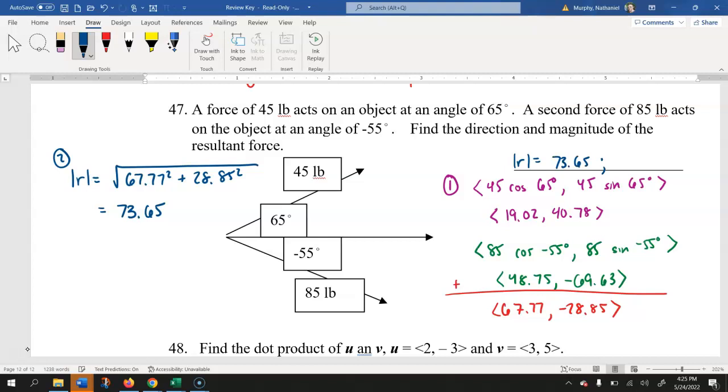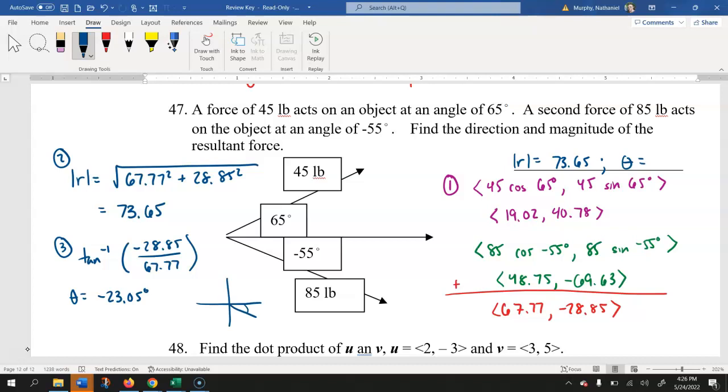And then the last thing that we would do to get your final answer, because now we've got the magnitude, is find the direction. So we're going to figure out what theta is. To find theta, that's the inverse tangent of b divided by a. So of our resultant, negative 28.85 divided by 67.77. When you do that, you get negative 23.05. We've got to make sure that makes sense.